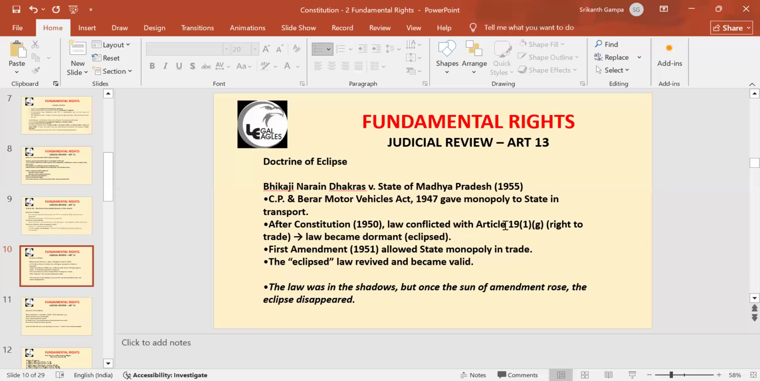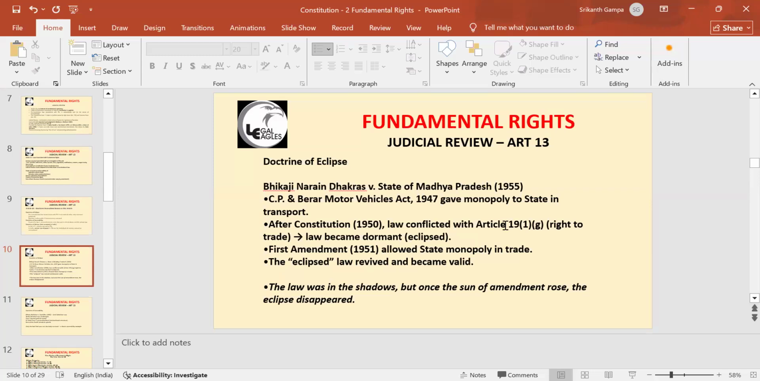So the state is given the right to monopoly in some specific trades which are of public importance, like electricity, road transportation, railways, those things they have given. Okay. So the law was in shadows, but once the sun of amendment rose, the eclipse disappeared. That amendment was made in 1951. So the eclipse disappeared and that law again became active.